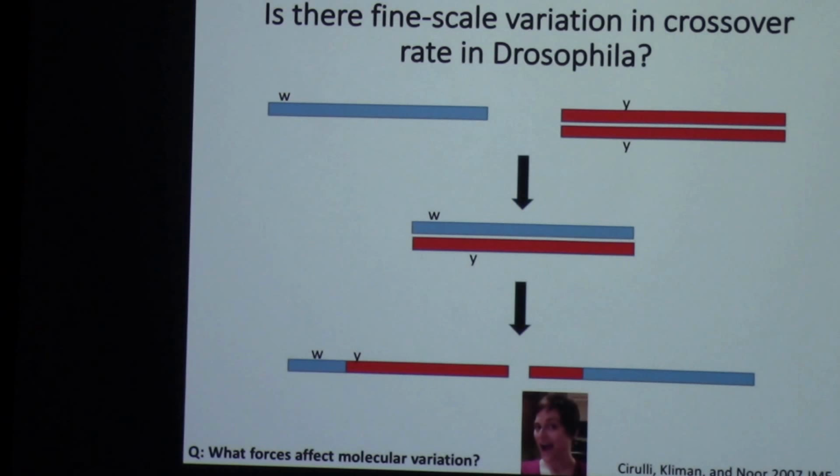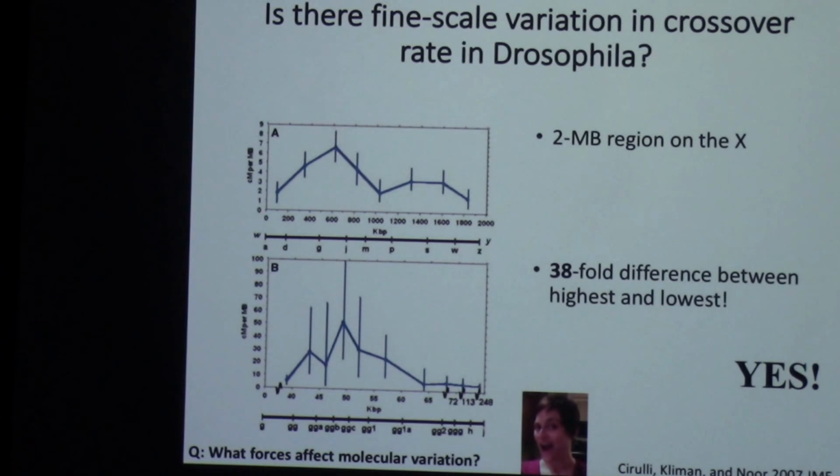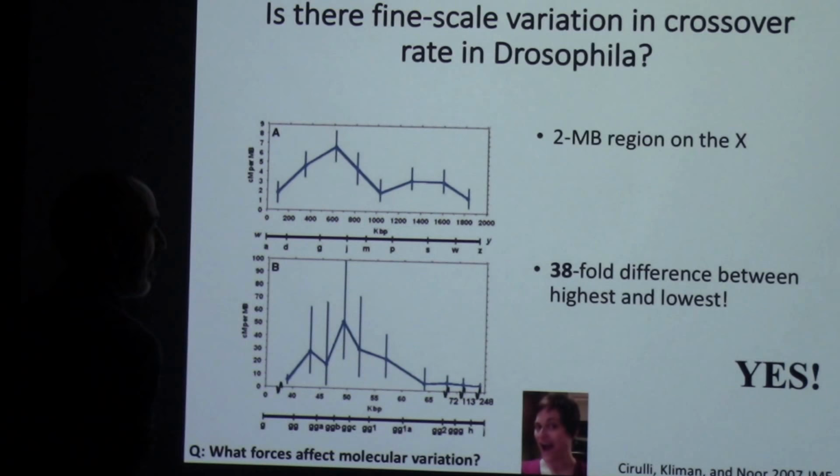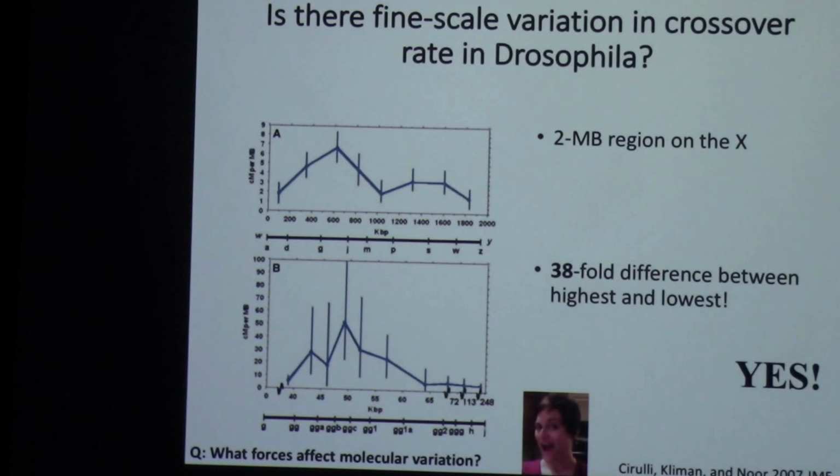It was a very neat little experiment. I was very proud of her for doing that. And sure enough, she did find significant crossover rate variation across this little stretch. This is just like 2 megabases. It's a very small stretch, and those of you who may work on Melanogaster, this is not on the tip of the X chromosome. This is kind of in the middle for pseudoobscura. This is, by the way, our 95% confidence intervals, too. So there's a fair bit of variation. At smaller and smaller scales, she found 38-fold differences between the highest and lowest rates of recombination. So that was a neat little study.